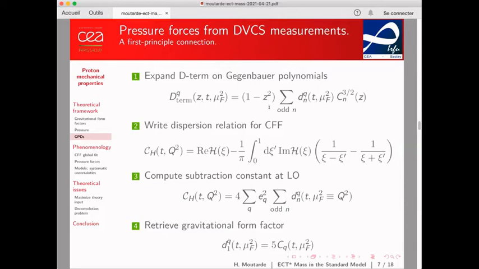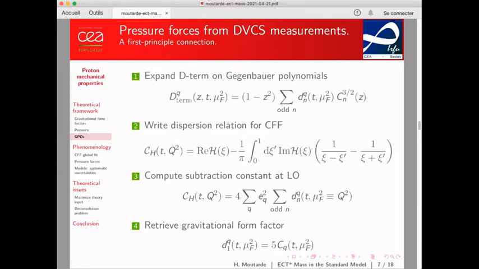We first start by expanding the so-called D term onto a basis of Gegenbauer polynomials, where we can read the evolution properties at leading order, at least, depending on the factorization scale, quite easily. We can write a dispersion relation for Compton form factors. This is a first principle relation, and it is a one subtracted dispersion relation. We can express this subtraction constant by the difference between the real part of the Compton form factor H minus the integral of the imaginary part over this kernel, which is reminiscent of the Cauchy formulas in complex analysis.